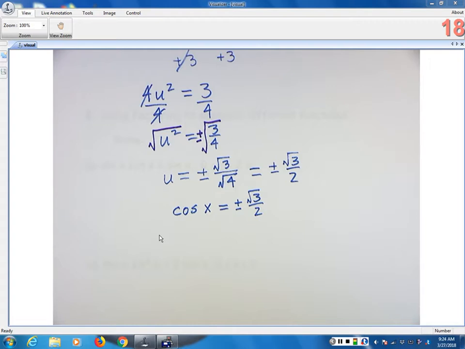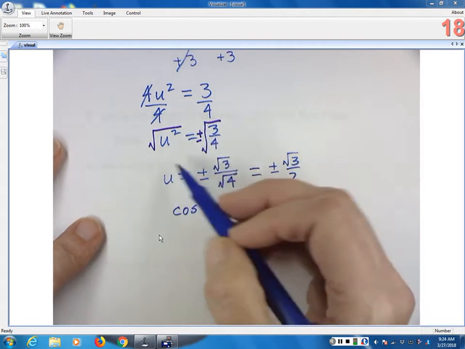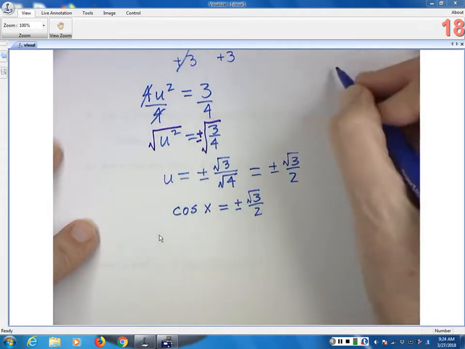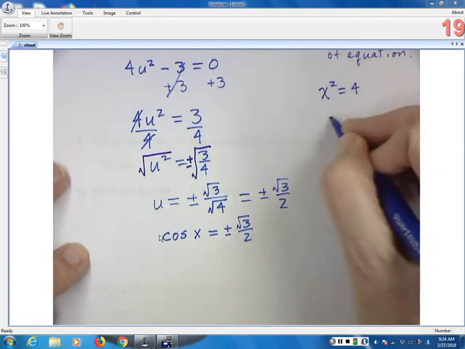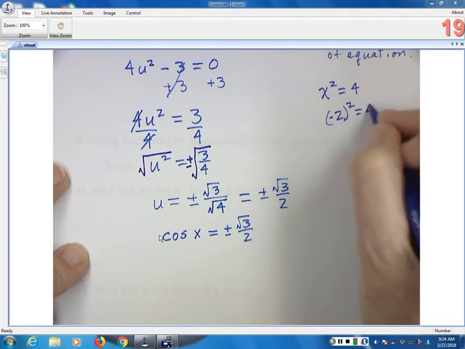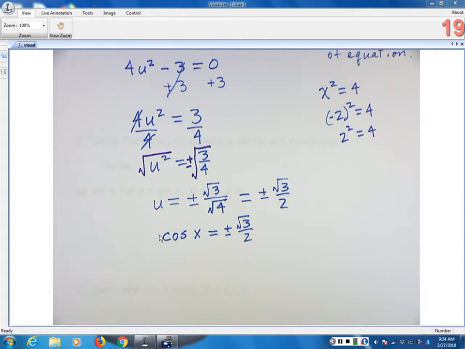Because that's the part you have to remember: 3/4 squared will give you... because if you have x squared equals 4, minus 2 squared will give you 4, and 2 squared will give you 4. You have two solutions. So you have to remember the plus or minus sign when you do that, because there are two solutions. So this is two solutions. Okay, now we solve it like we did the previous one.